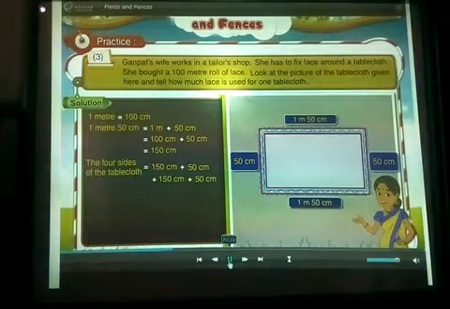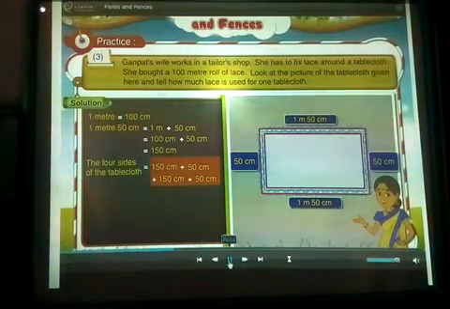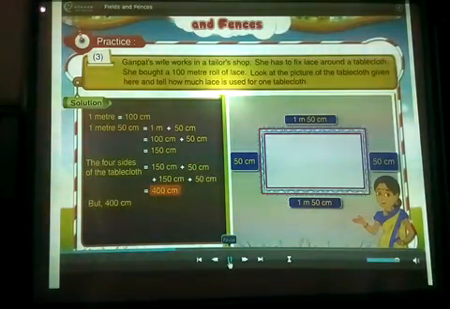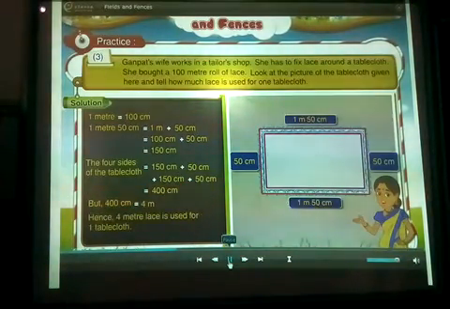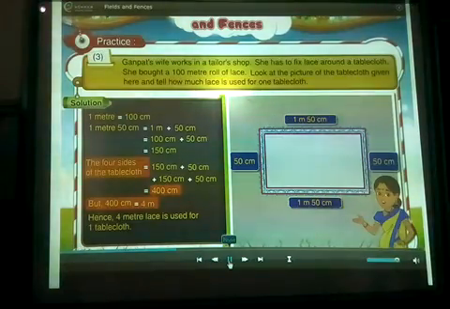To find the total length of the tablecloth, we will add the lengths of all the sides. The total length is 400 centimeter. 400 centimeter when converted to meter, we get 4 meter. Hence, 4 meter lace is used for one tablecloth.